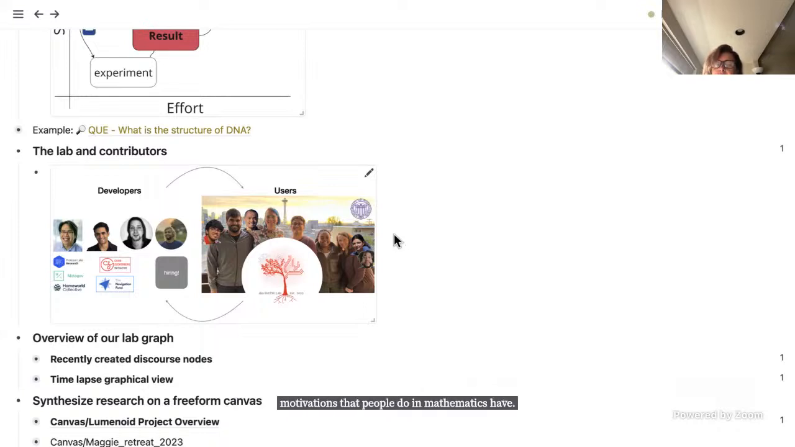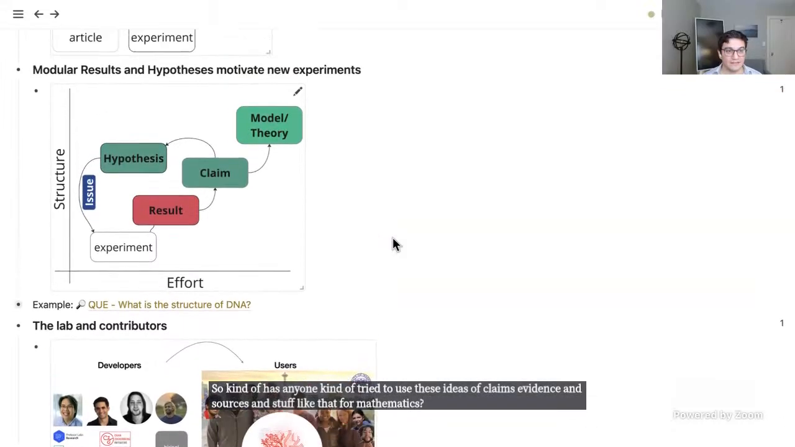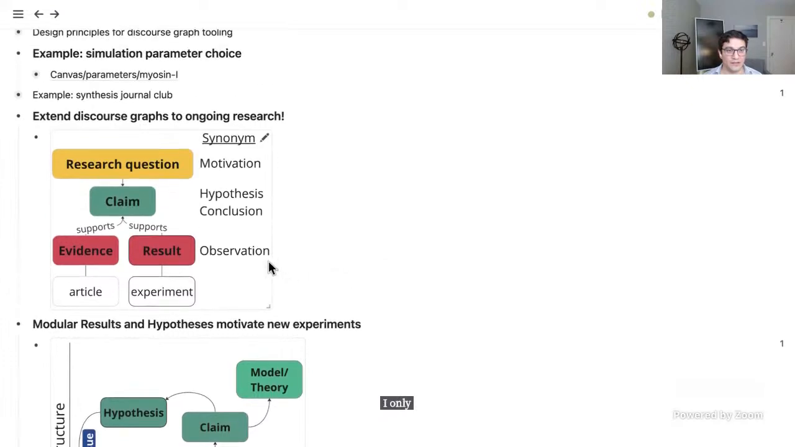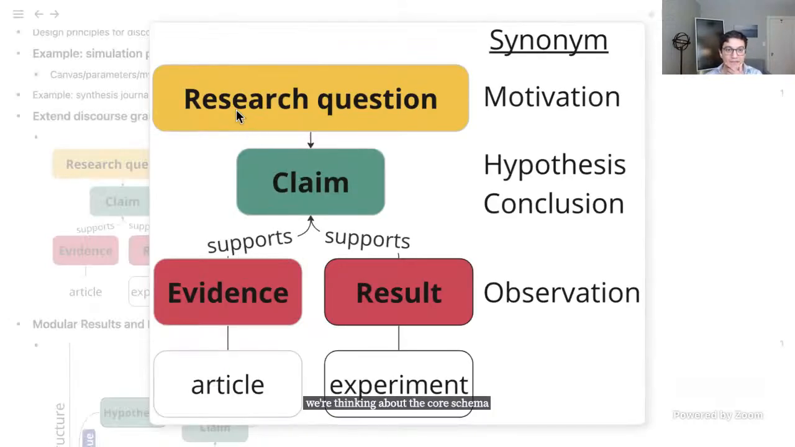Has anyone tried to use these ideas of claims, evidence, and sources for mathematics? That question I've only had conversations about when I was visiting Topos, so I'm happy to talk about that more. We're thinking about the core schema being just three elements: questions, the claim, and the evidence, with a supporting relationship between the three.